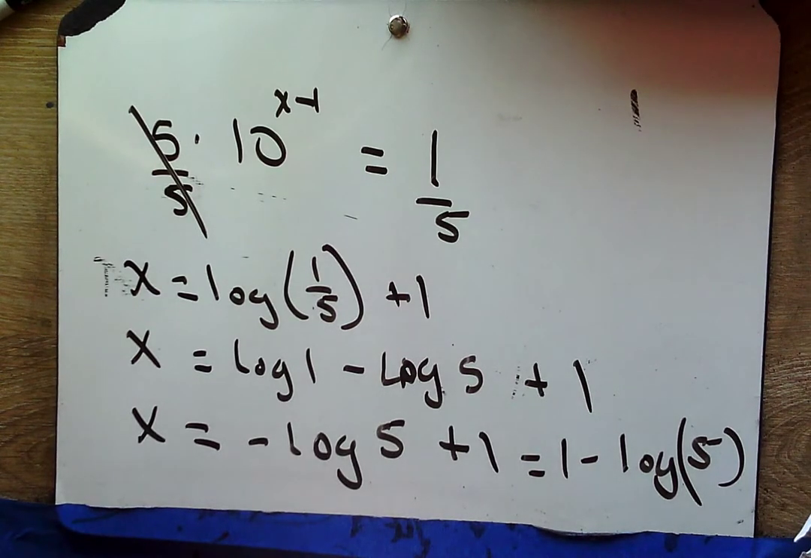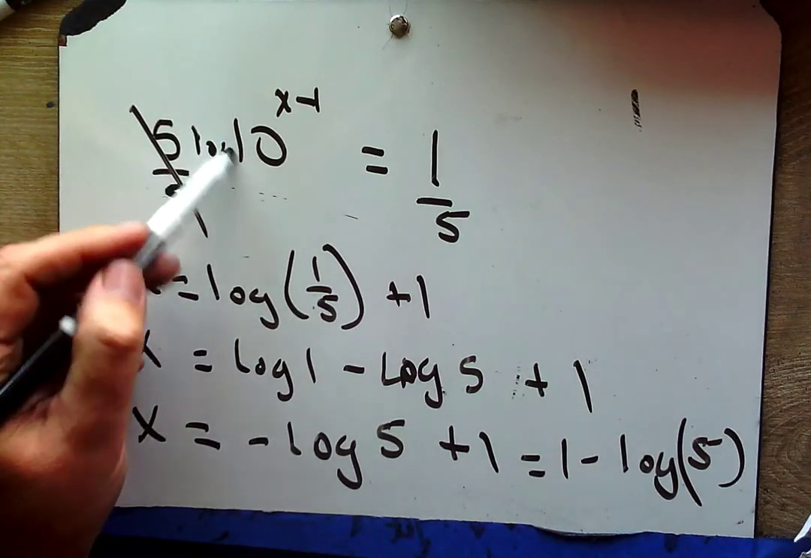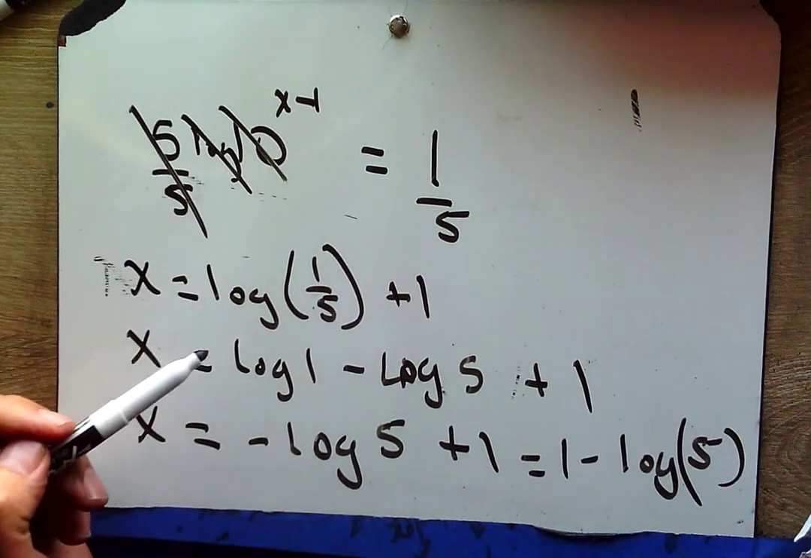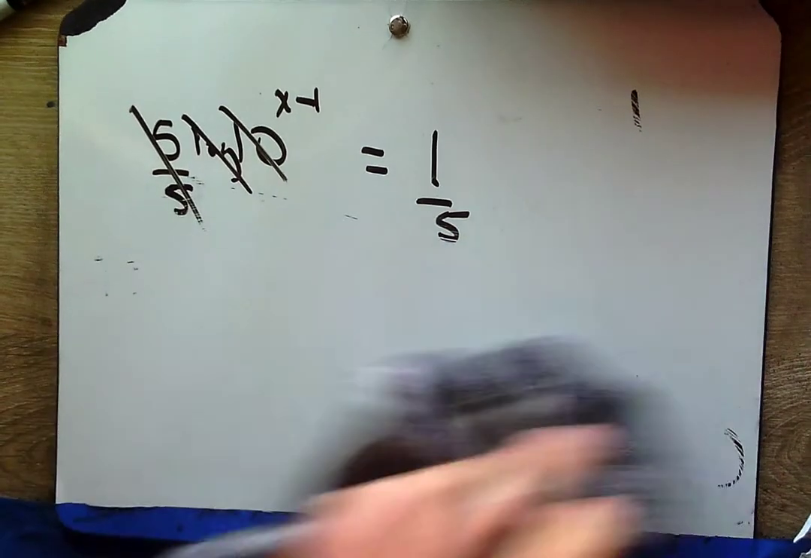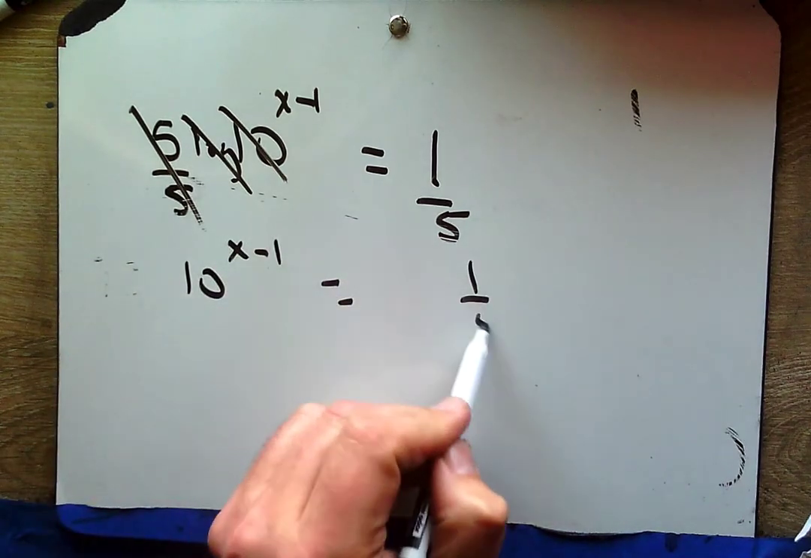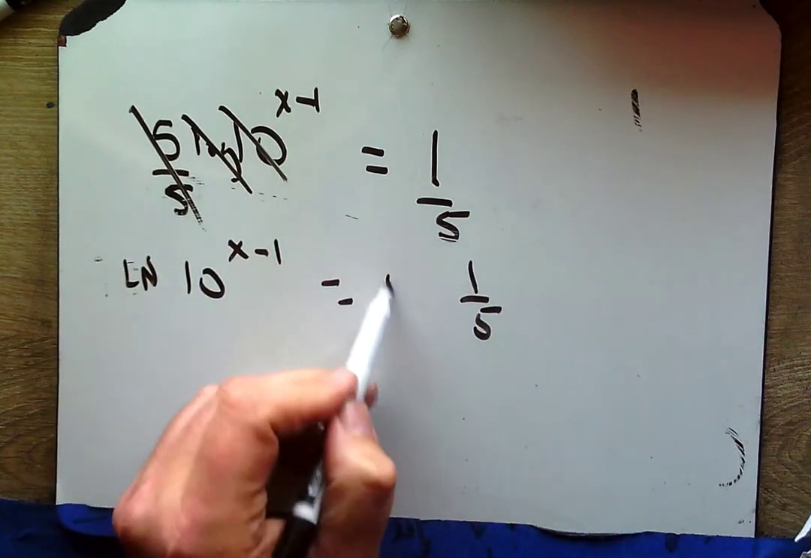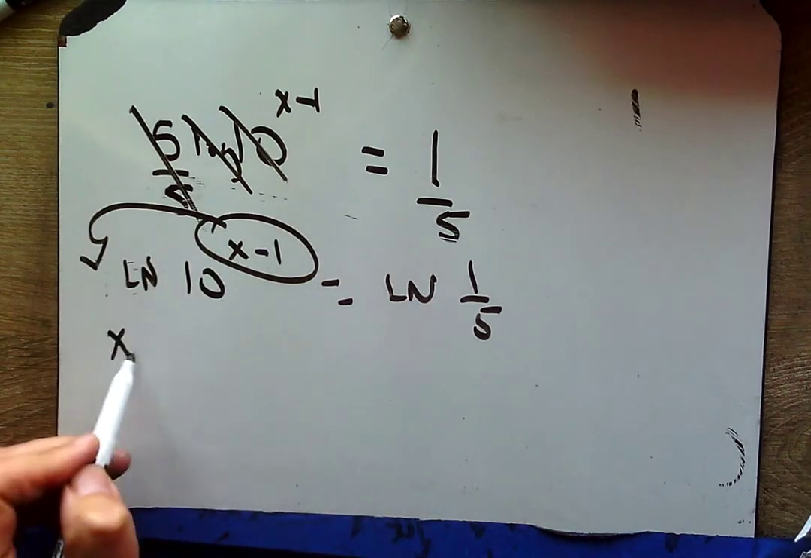That's one way. Do I have another way? Well, what if instead of taking the log of both sides, so that I could cancel the log and the 10 to the power of, what if instead I had started this problem with 10 to the x minus 1 equals 1/5, and I took the ln of both sides? I still have to bring down this power.